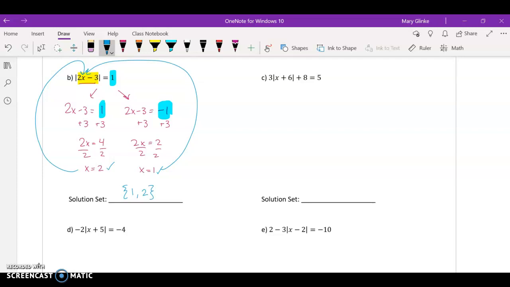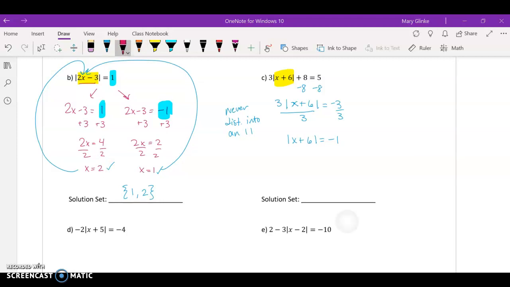So for the next one, we have to do that first step. This absolute value has to be by itself. So we're going to go ahead and move the 8 to the other side. And then we're going to go ahead and divide by 3. Here's a crucial part. You can never distribute into an absolute value. So never distribute into an absolute value. Instead, you have to solve for it a different way. So we divided by 3.